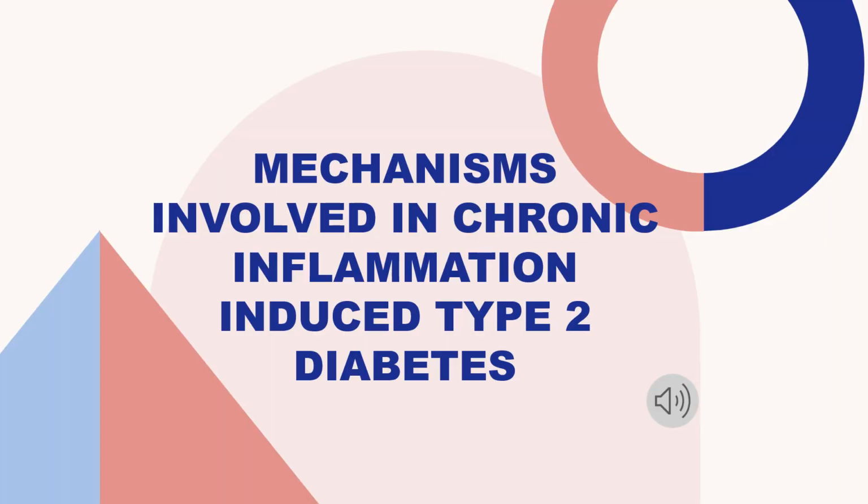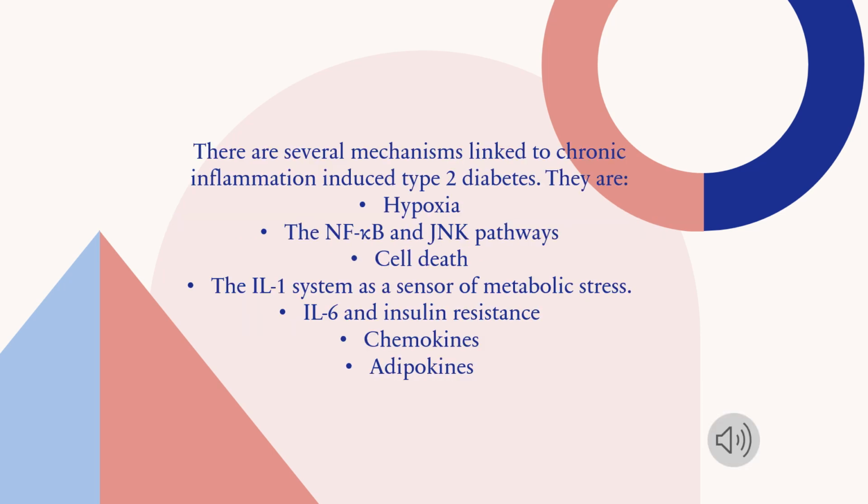Mechanisms involved in chronic inflammation-induced type 2 diabetes. There are several mechanisms linked to chronic inflammation-induced type 2 diabetes. They are hypoxia, the NF-kappa B and JNK pathway, cell death, the IL-1 system as a sensor of metabolic stress, IL-6 and insulin resistance, chemokines, and adipokines.